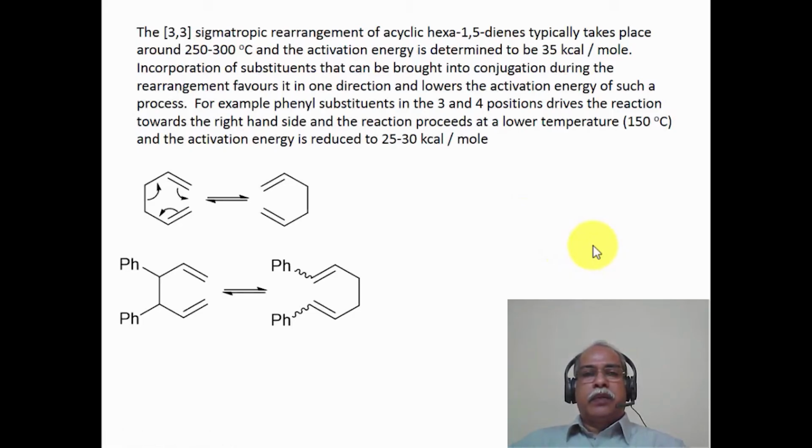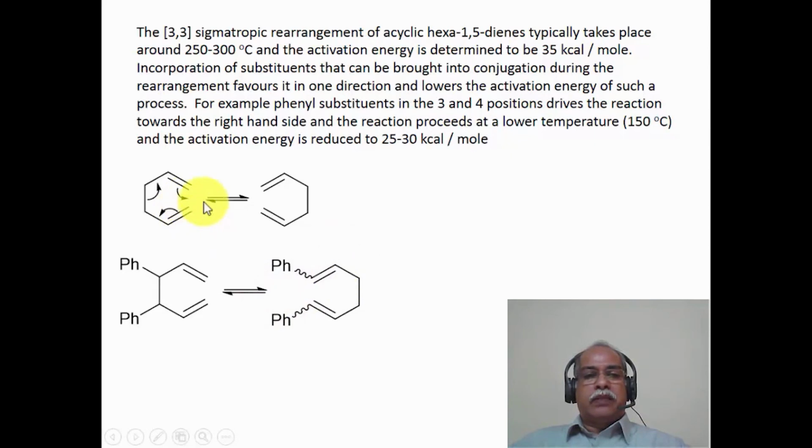Now the 3,3 sigmatropic shift of acyclic 1,5 hexadiene typically takes place around 250 to 300. This is a thermolysis which has to be carried out. The activation barrier is estimated to be about 35 kilocalories per mole. The incorporation of substituents that will bring the olefins in conjugation would favor this reaction.